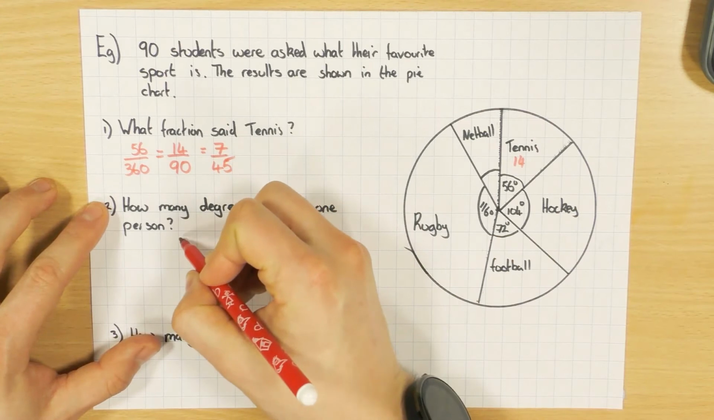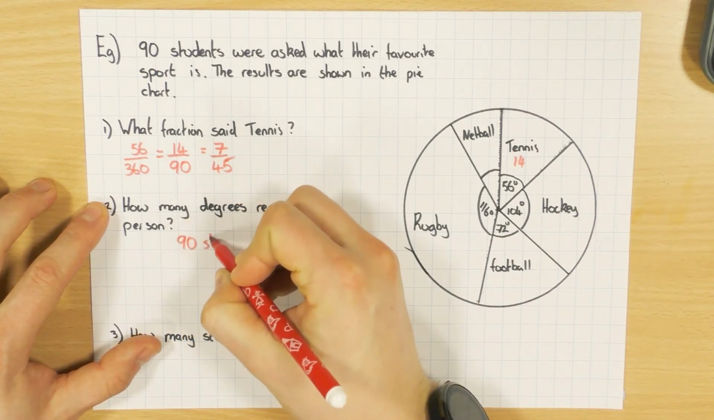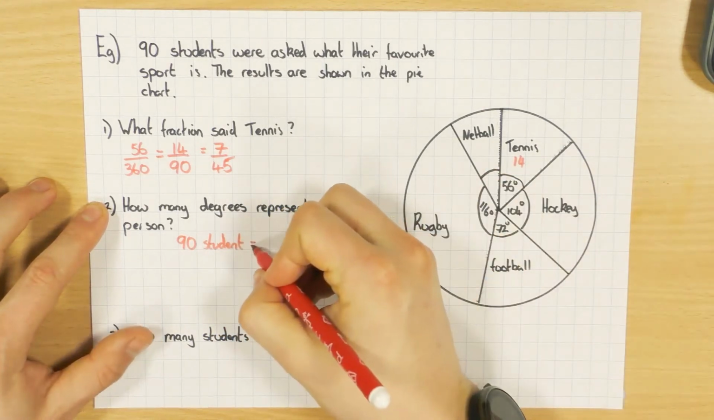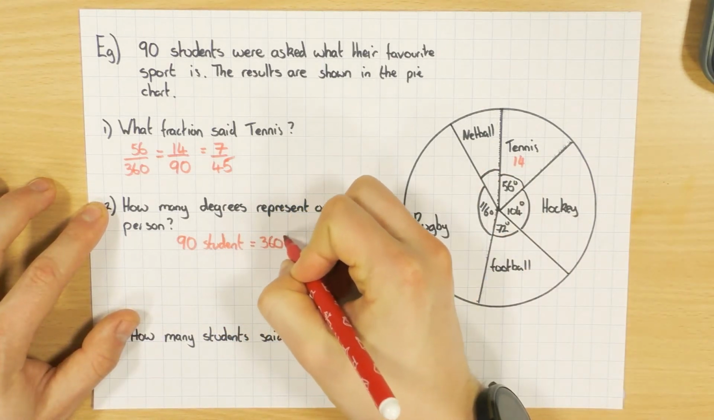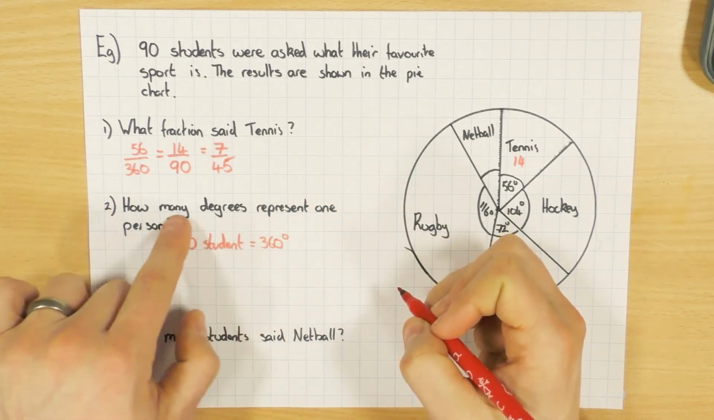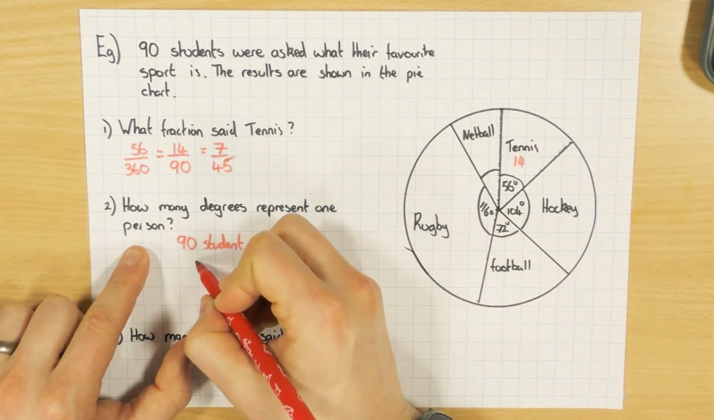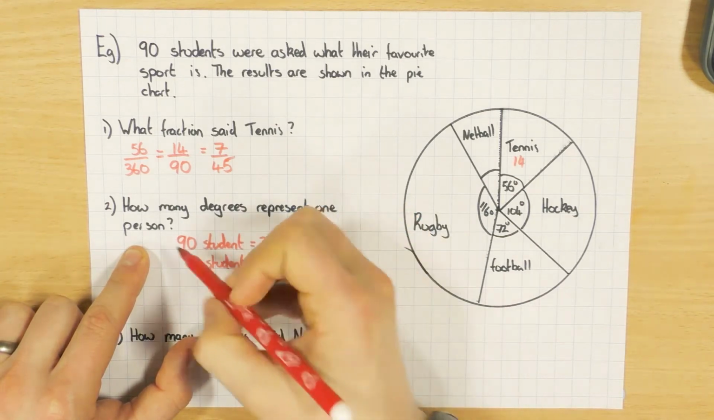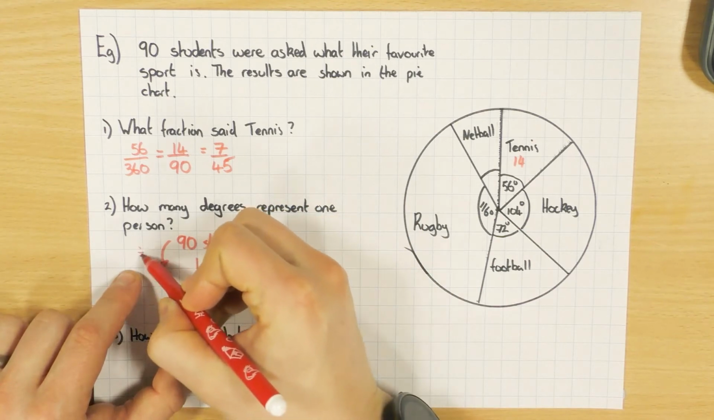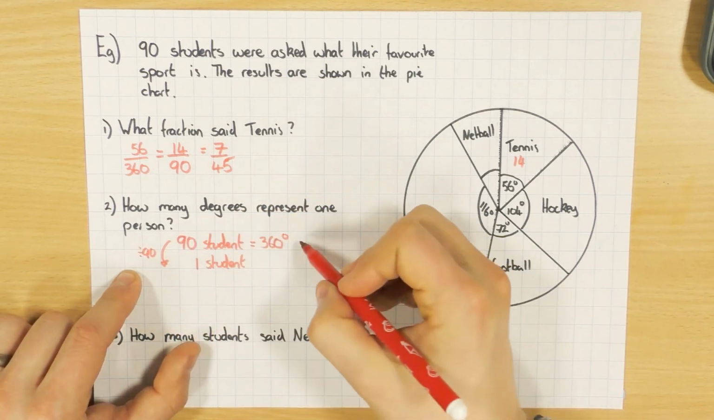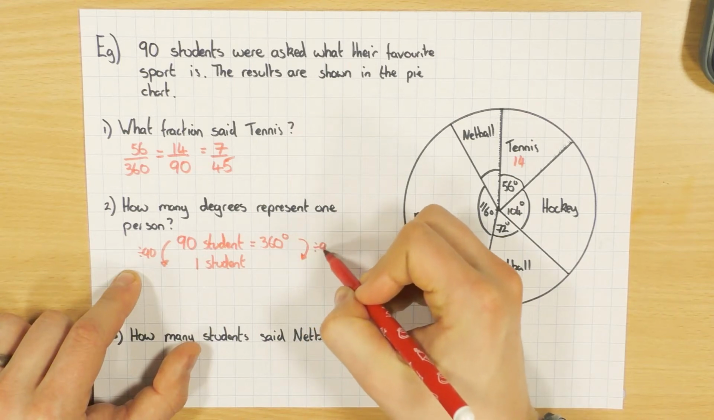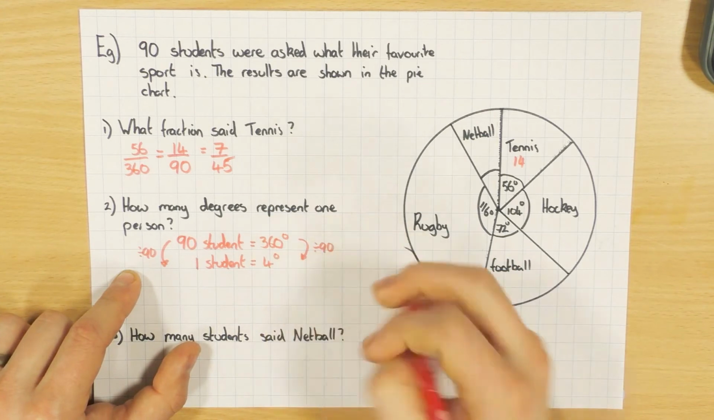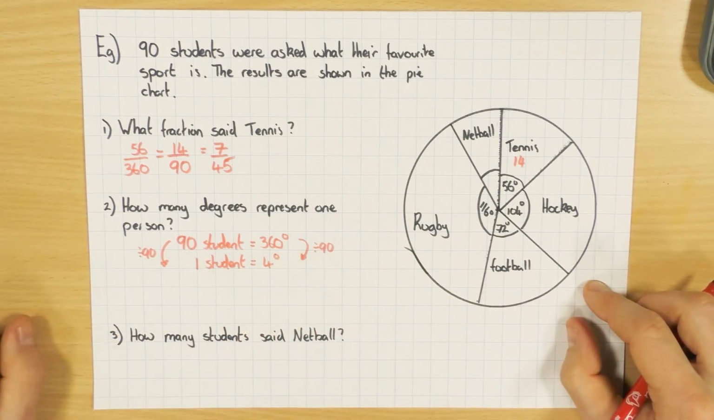So again, I know there are 90 students in total. I know the total degrees will be 360 degrees. And I want to know how many degrees represent one person. So this time I'm going to find what one student is worth. Not 1 degree, I want to find out what one student is worth. Same trick though, I'm going to divide by 90 to get to one student. I'm going to divide by 90 on here as well. Nice and easy, 360 divided by 90 is 4 degrees. Okay, so one student is worth 4 degrees.